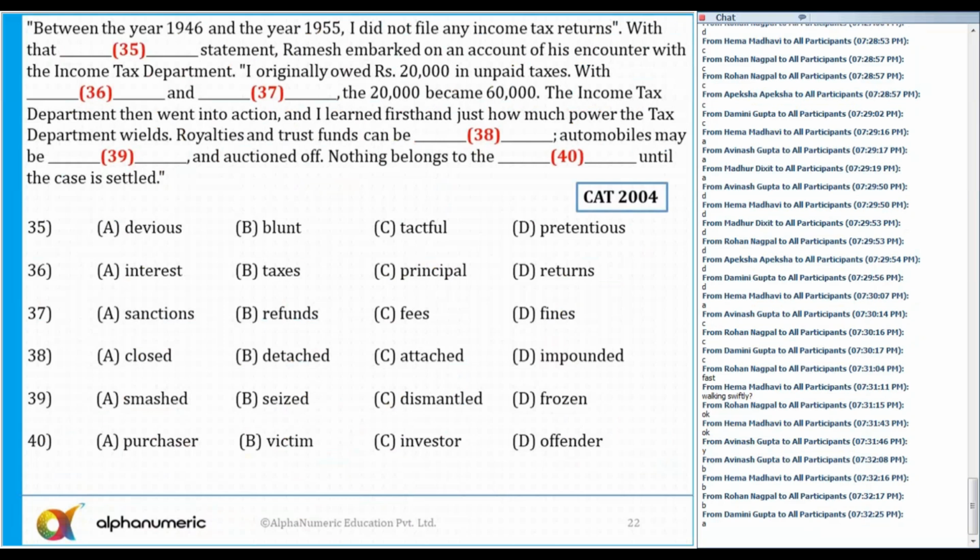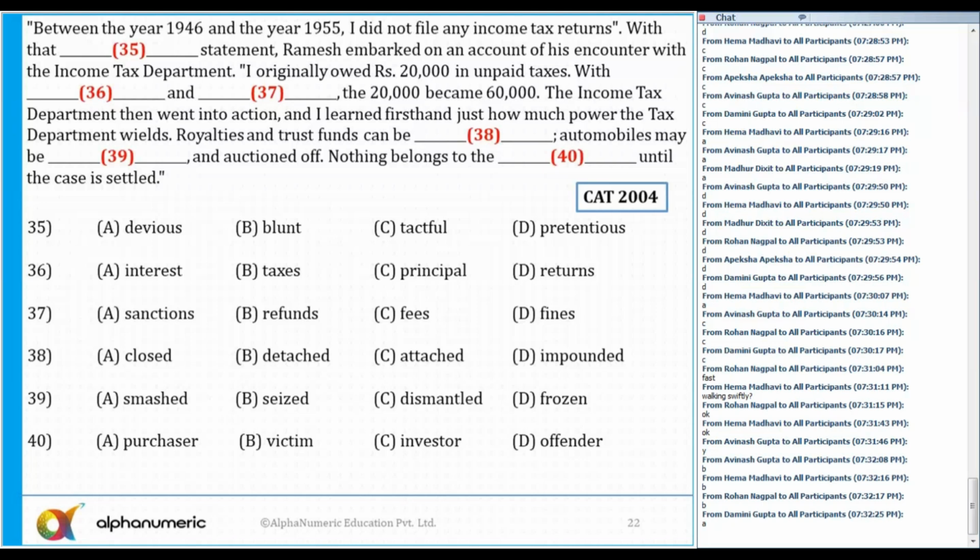Let's see. I get the feeling that it should be pretentious. The way he's saying it is as if he's done something very big. So with that dash statement, I think it should be pretentious. As of now, we leave it. With that dash statement, Ramesh embarked on an account of his encounter with the income tax department. I originally owed rupees 20,000 in unpaid taxes. With dash and dash, the 20,000 became 60,000.